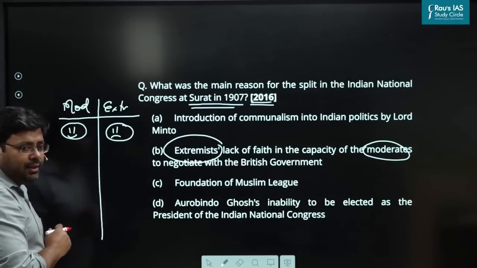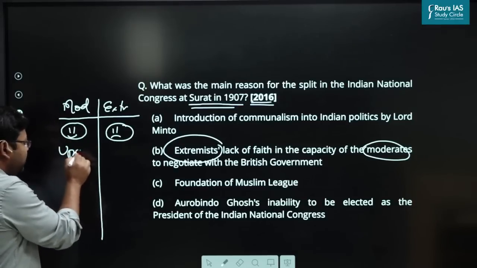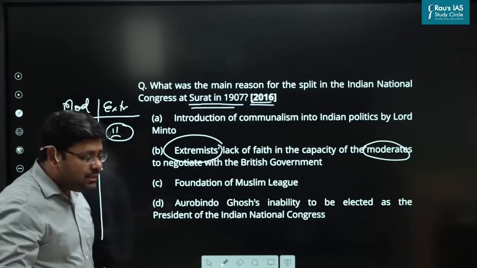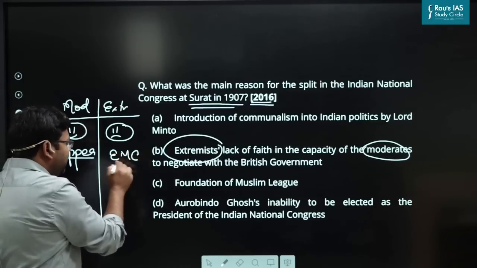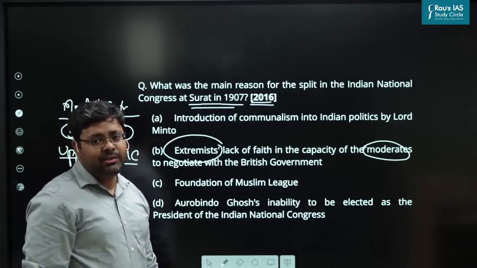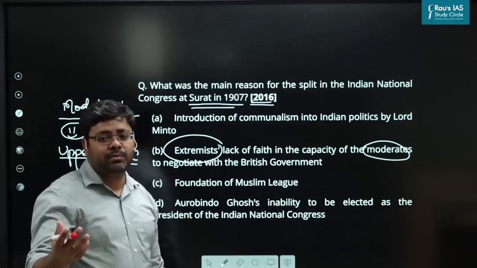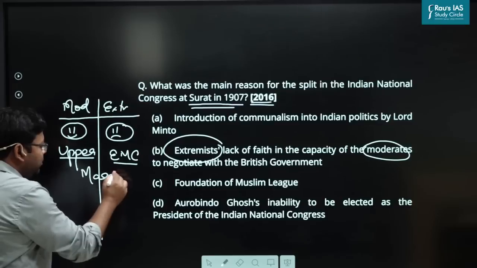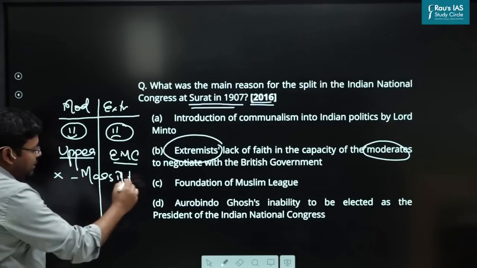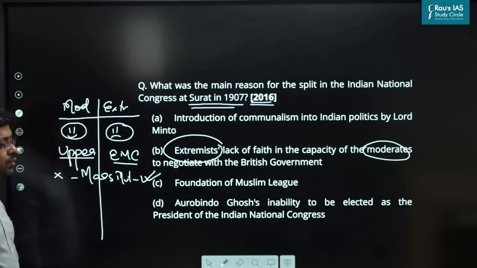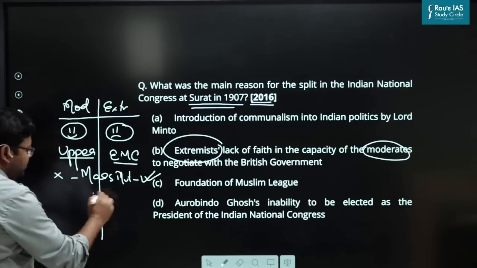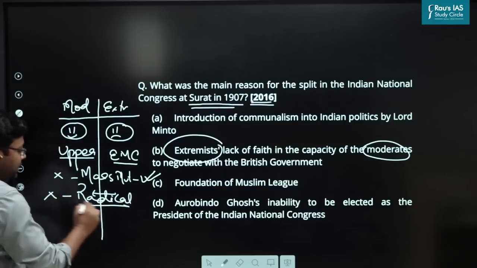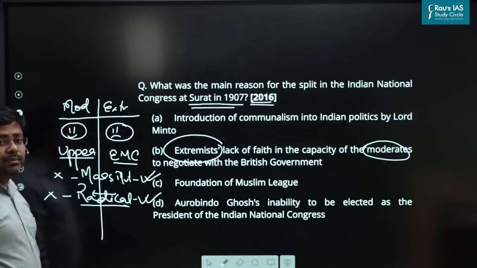The moderates came from the upper sections of society, elite classes, and that is why they were somewhat more pro-British in their approach. The extremists came from the educated middle class and were more aware of the imperial nature of the British rule, and they did not believe in the benevolence of the British rule as a concept. Then, the moderates did not believe in mass movement. The extremists believed in mass mobilization and mass movement. The moderates were less radical in their approach. The extremists were much more radical in their approach against the British.